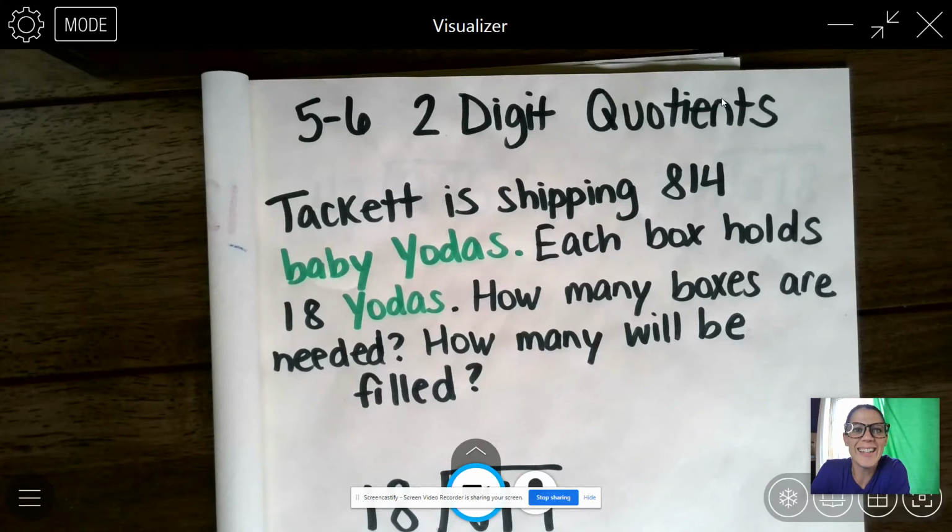Hi guys, today we're going to move on to 5-6, which is two-digit quotient. So all of our answers today are going to have 2 digits in them.